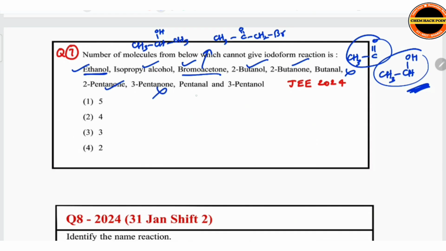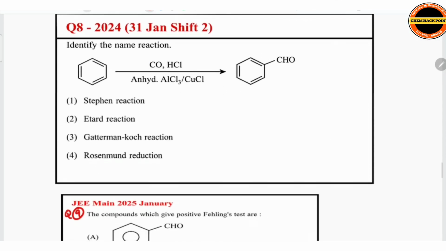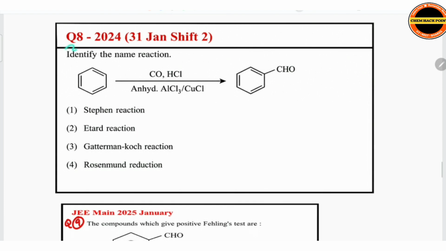3-pentanone will not show. Pentanol will not show. 3-pentanol will not show. So total how many compounds? 1, 2, 3, 4, 5, 6. What they are asking is the number of molecules which cannot give the iodoform reaction. So we need to find those which cannot give, not which will give. How many such compounds? 1, 2, 3, 4. So the answer is 4, which is option 2.